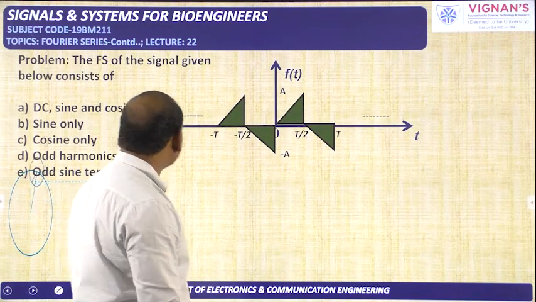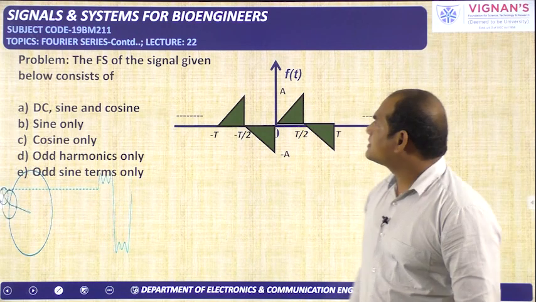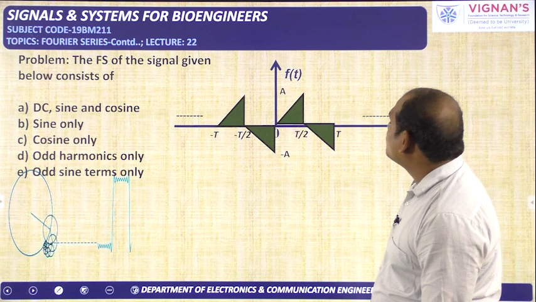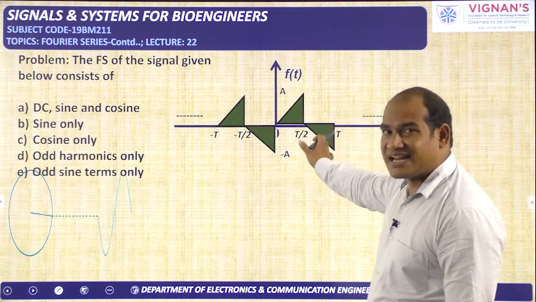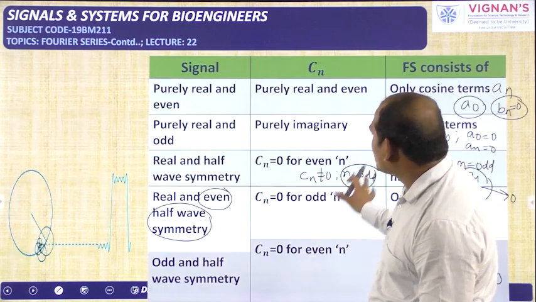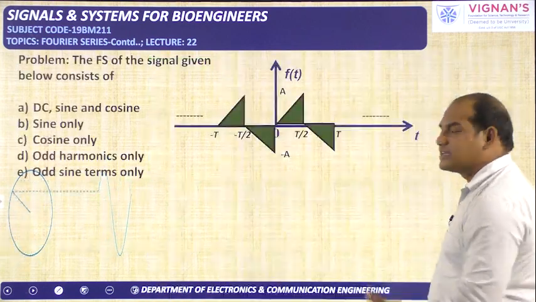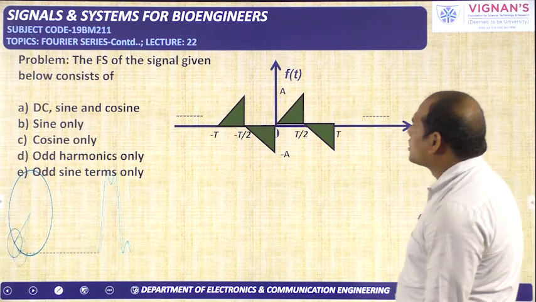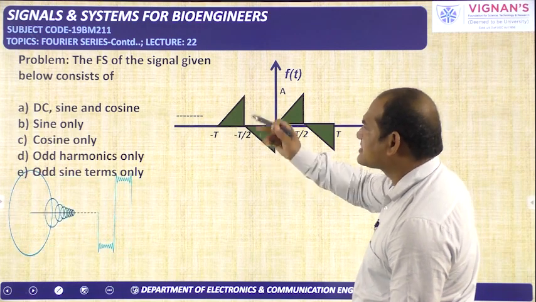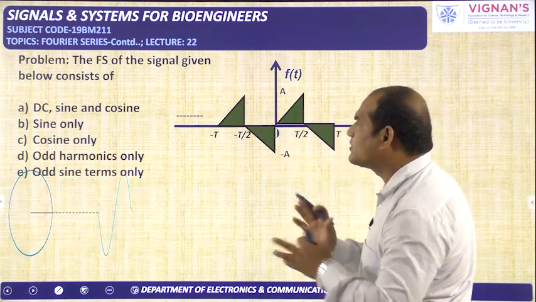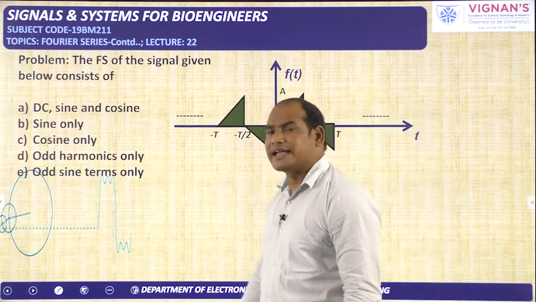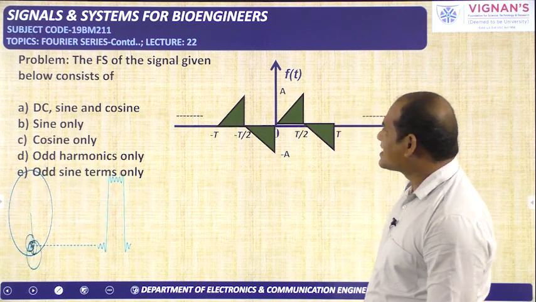Now, the next problem: the Fourier series of the signal given below consists of. We need not do a Fourier series for this in order to know which coefficients are available. Whatever table I gave previously, if you understand it, you can answer this problem. Now you see whether the Fourier series has DC terms, sine terms, cosine terms, only sine terms, only cosine terms, or only odd harmonics. What is the answer that we need to see?